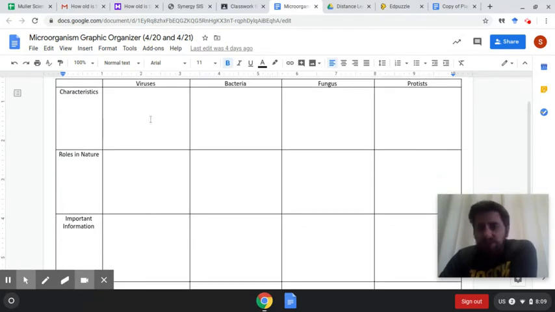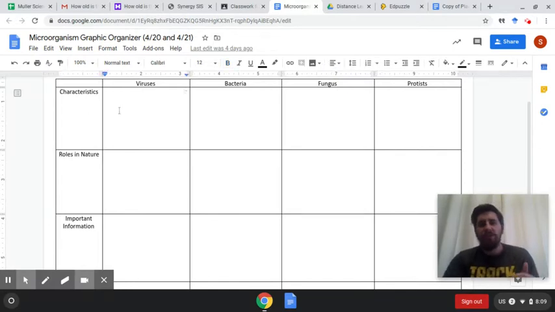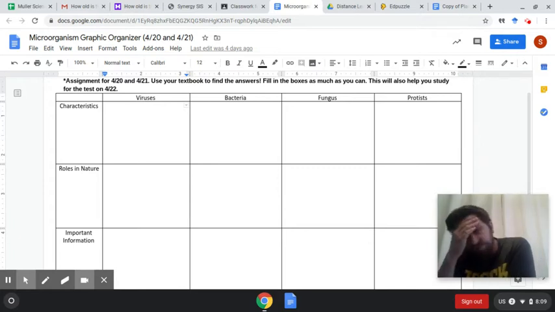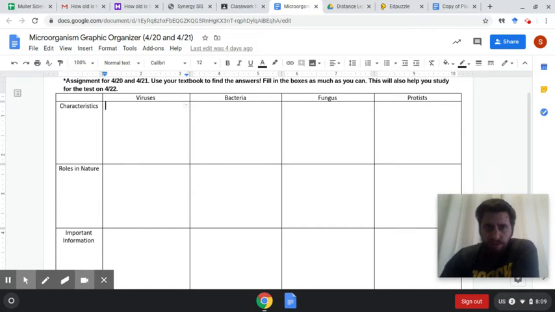Characteristics. So give me the basic characteristics of viruses, bacteria, fungus, and protists. And what I mean by that is, are they heterotrophic or autotrophic? How do they reproduce? Are they multicellular or unicellular? Do they move to get their food? Or can they sit still and get their food?